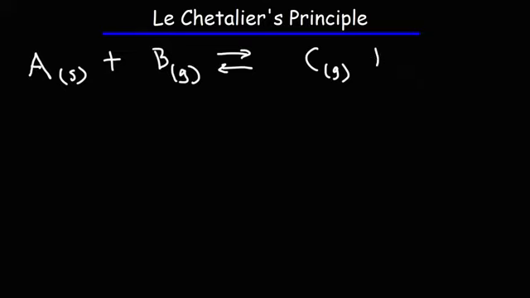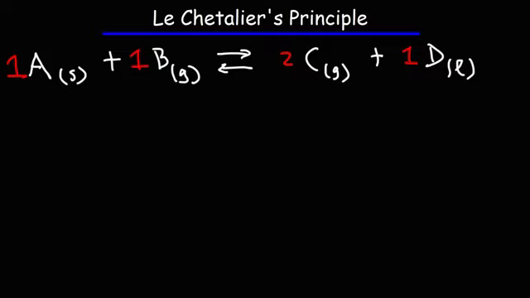Now let's consider another example, but one that deals with a chemical reaction. So let's say we have reactant A, and it's going to react with B. B is going to be in a gaseous form, and this is going to produce C, which is a gas, and D, which is a liquid. And let's say the coefficients are 1, 2, and 1. Now this chemical reaction is at equilibrium.